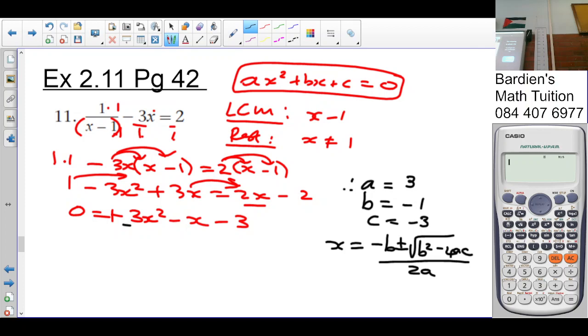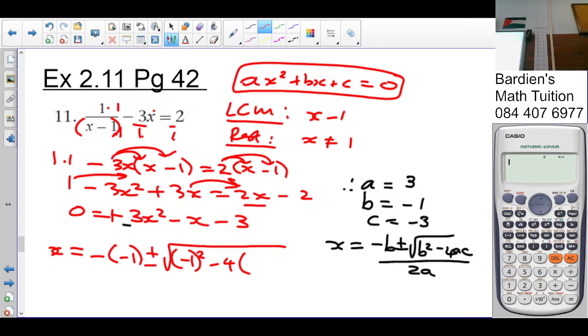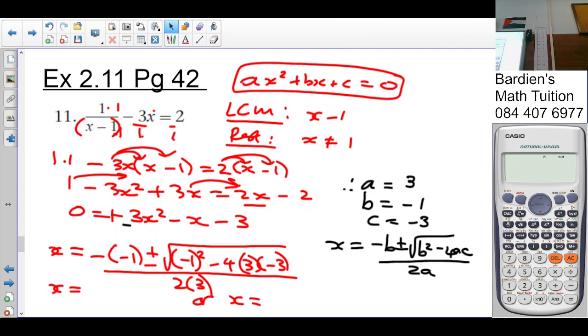So, once we do the substitution, x is equal to minus negative 1 plus minus the square root of negative 1 squared minus 4, my a value is 3, my c value is negative 3, and that is all over 2 times 3. Okay? So from here, this is a matter of simplifying. The question says to 2 decimal places. Correct?